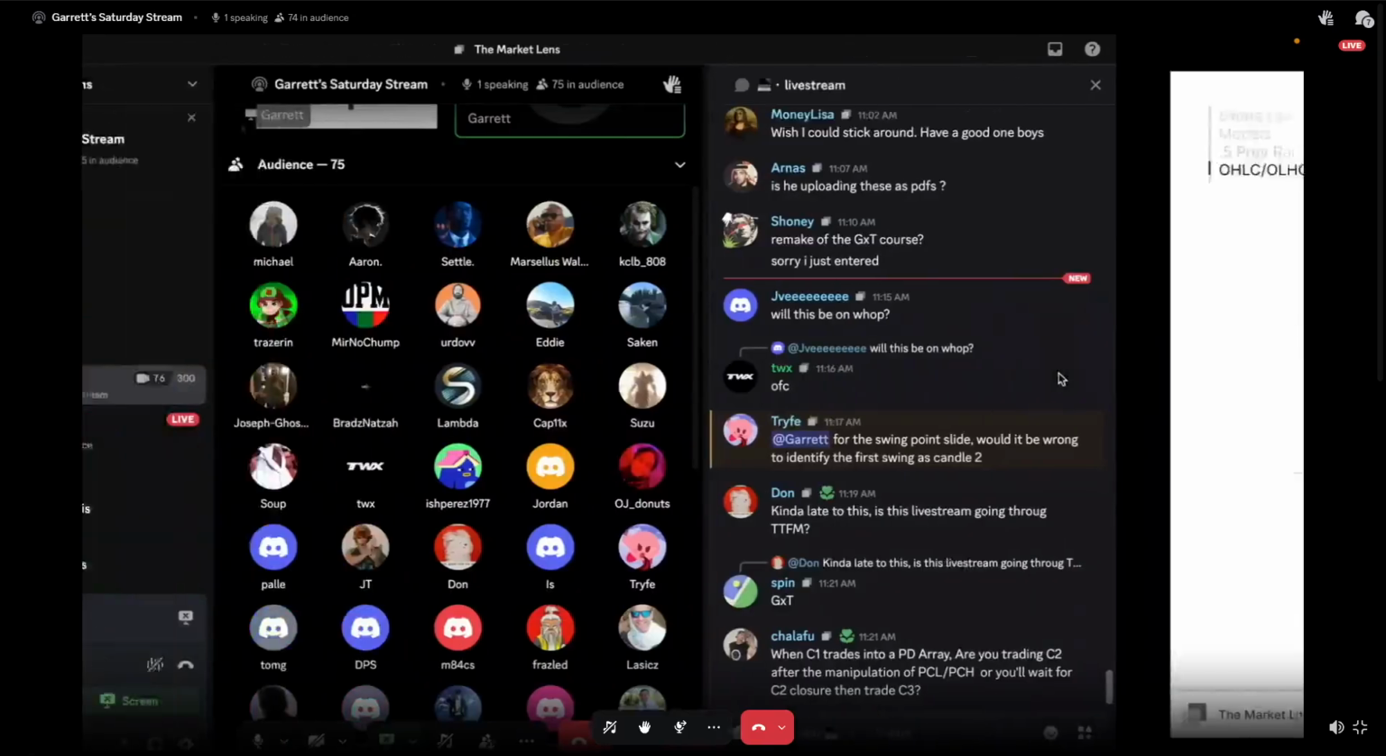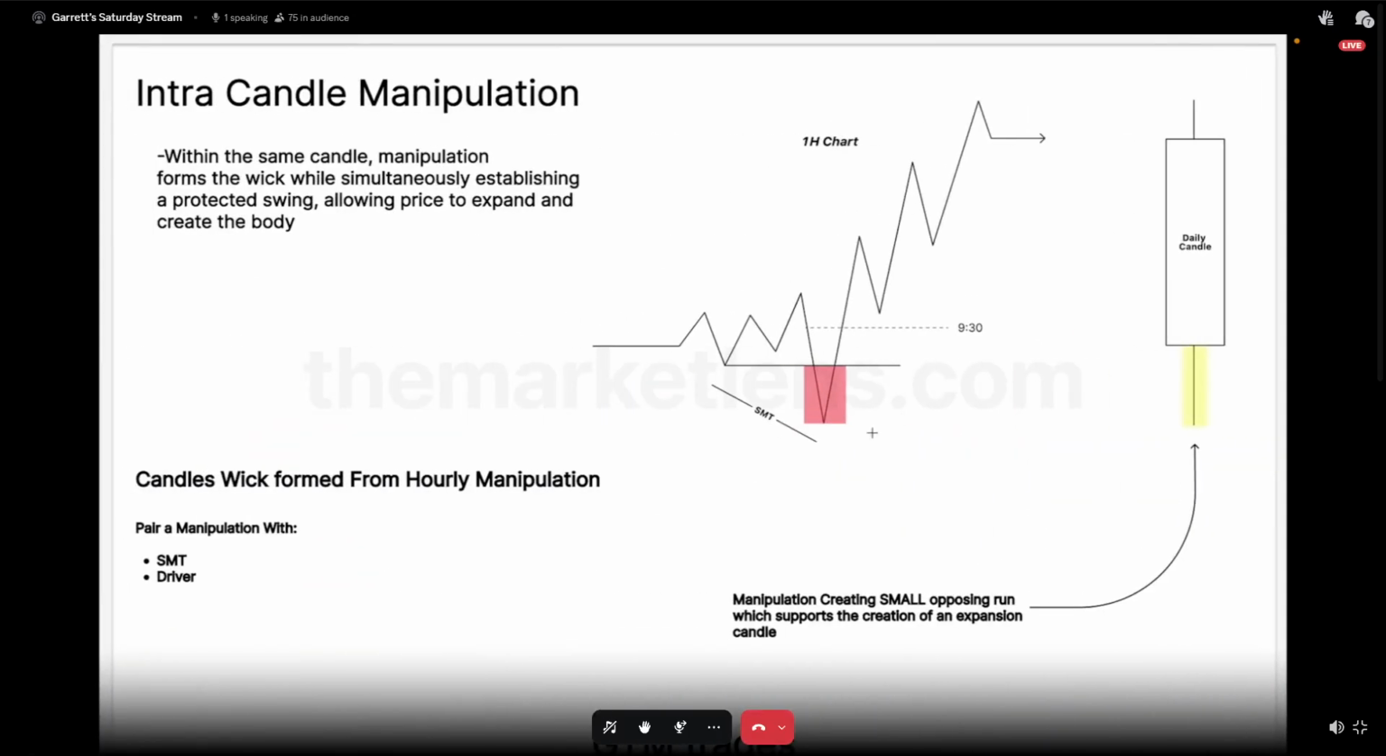Now, this is exactly my GXT ideal profile, where the high and low of the day is formed from manipulation, which forms a protected swing intra candle to trade away from. That manipulation, that protected swing, forms the actual wick of the day. And obviously, after manipulating, you expand, which would form the body. Ideally, you have a small wick, because you need a small wick to support expansion, and you need expansion away from manipulation. So all these things coincide together.